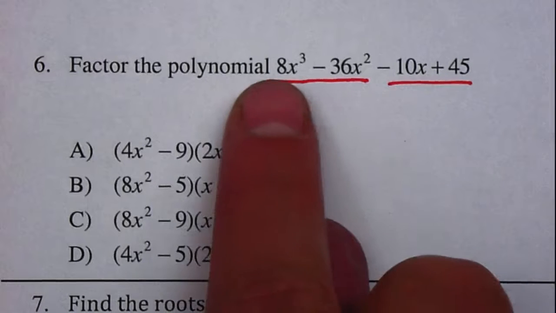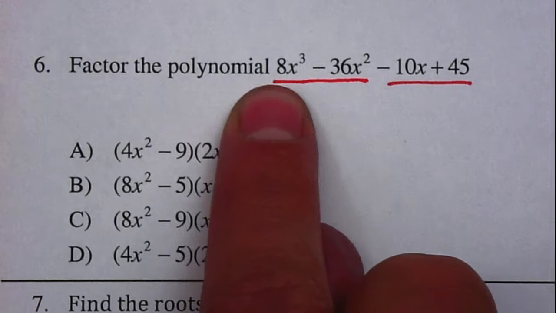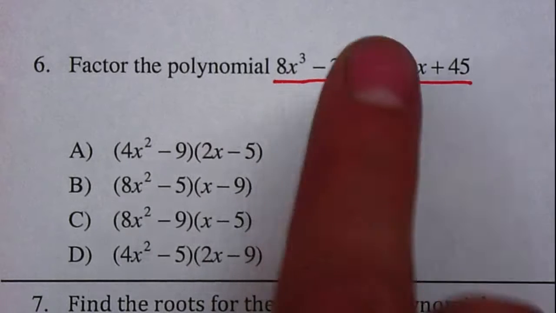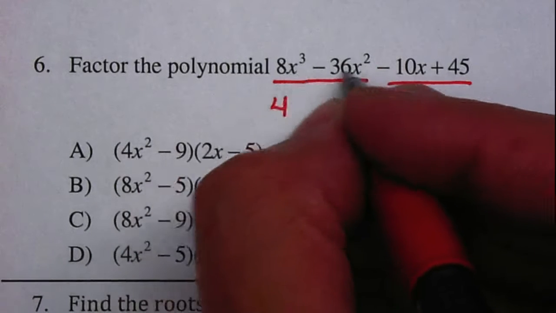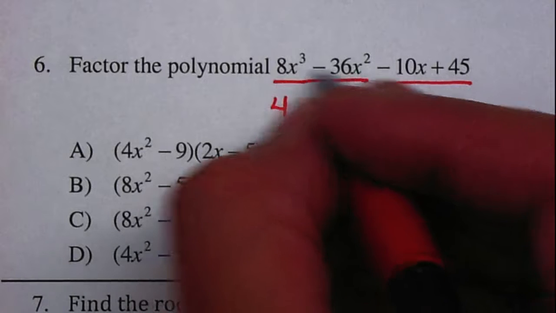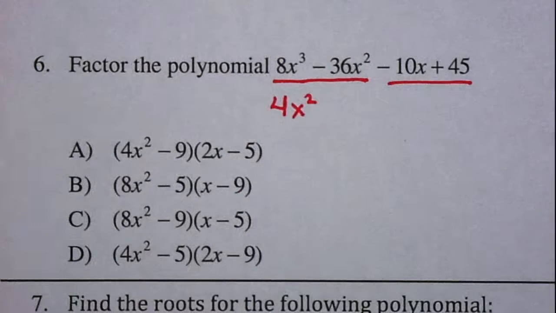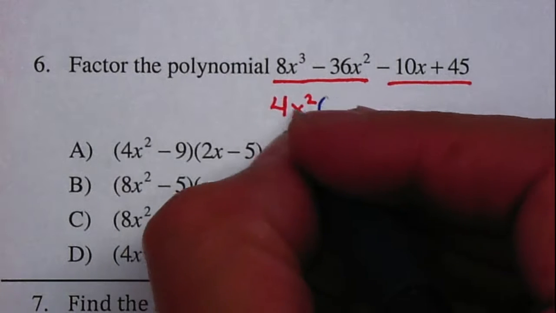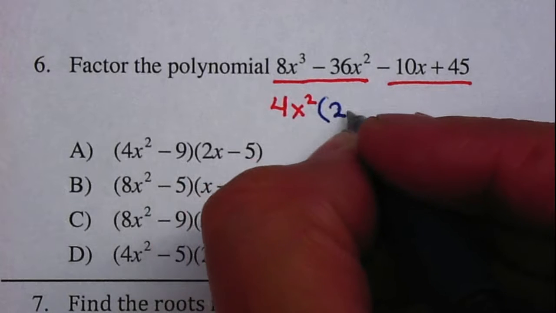So what can I factor out of the 8 and the 36? What is the biggest number that divides 8 and also divides 36? It will be 4. And they both have x's, so how many x's can I factor out? This one has 3 and this one has 2, so I can factor out 2 of them from each one. And what's left behind? What do I need to multiply 4x squared by to end up with 8x to the third? It will be 2x.